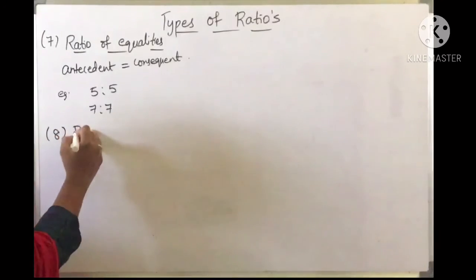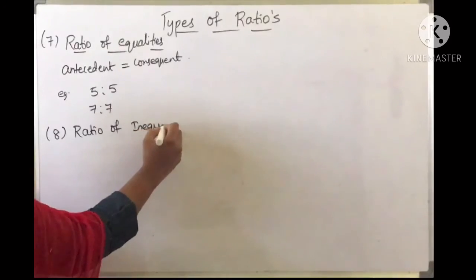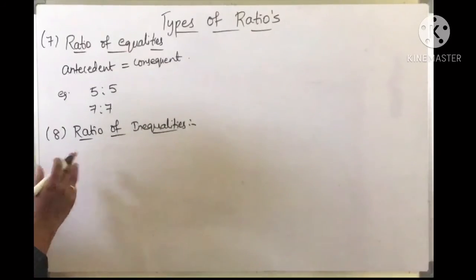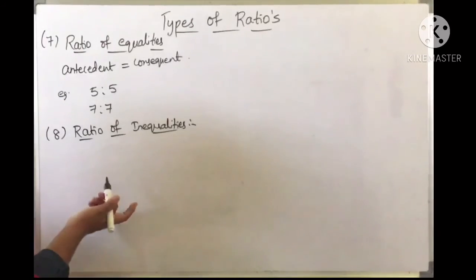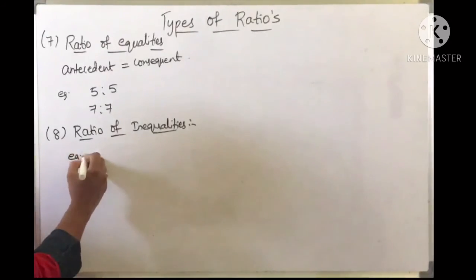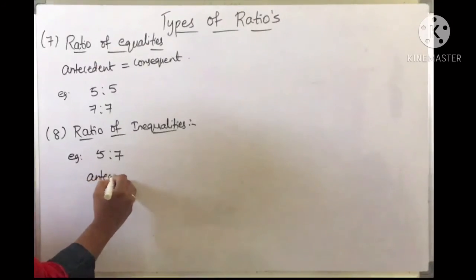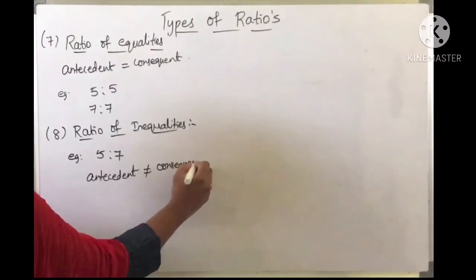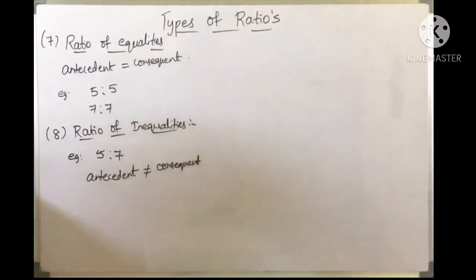Coming to the next one, ratio of inequalities. Here, for a ratio, if the antecedent and the consequent are unequal, meaning both are different, then we call it a ratio of inequality. For example, 5 is to 7. Here the antecedent is not equal to the consequent. So this type of ratio we call a ratio of inequality.